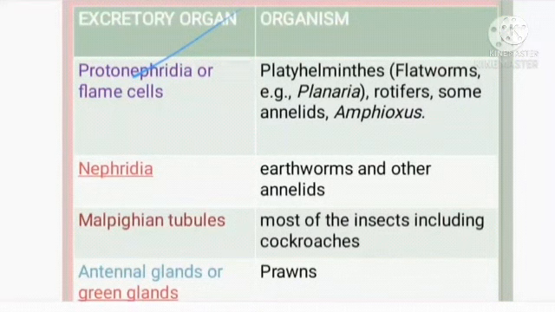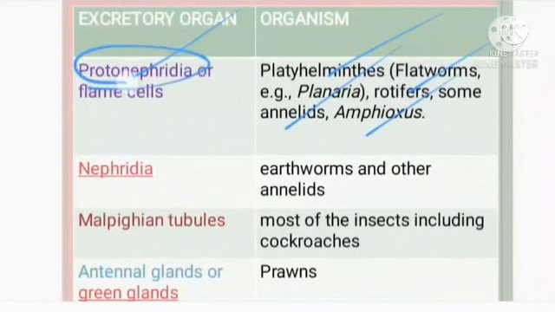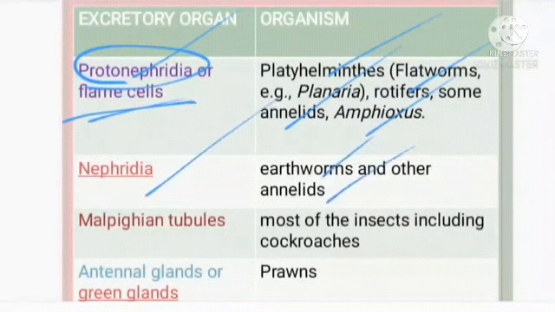In platyhelminthes or rotifers, some annelids, and amphioxus, which are all animals we have learned in the animal kingdom, protonephridia or flame cells are the excretory organs. Nephridia are the excretory organs in earthworms and annelids. We have also learned that Malpighian tubules are the excretory organs in the cockroach.